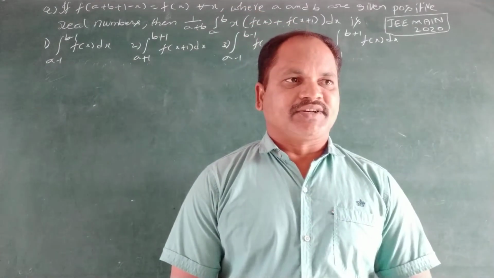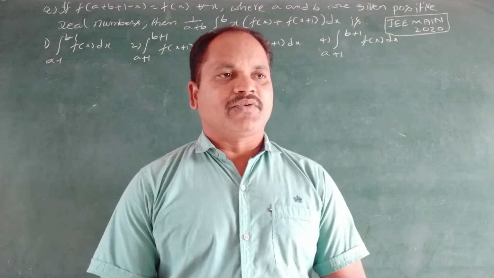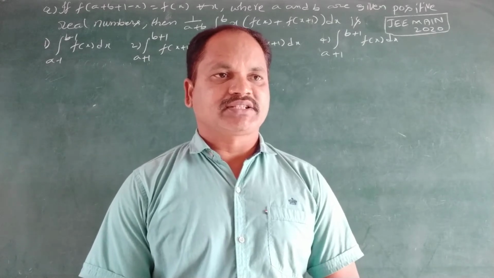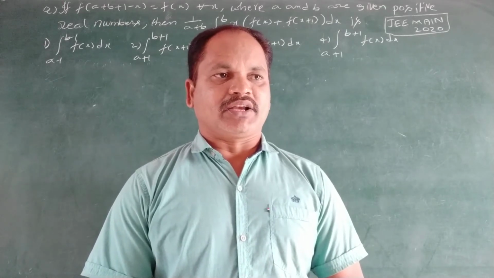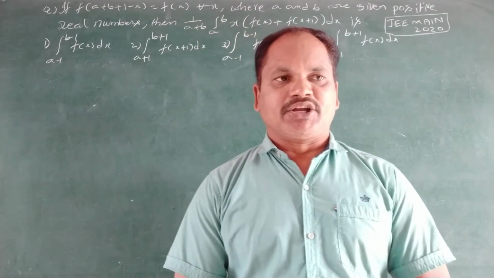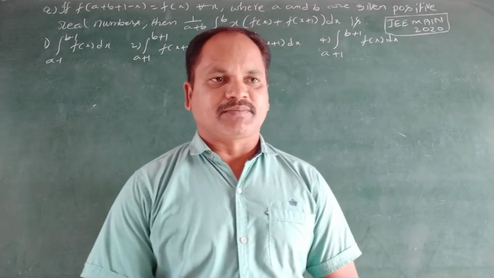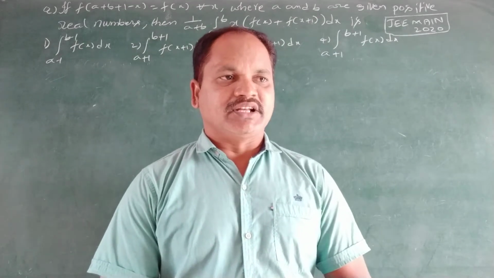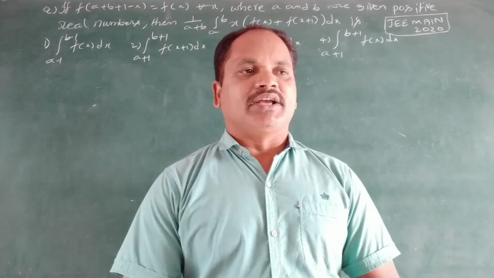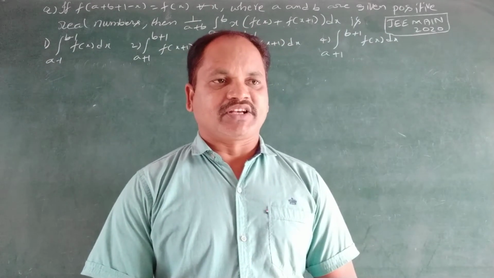Okay, dear students, observe the question. If f(a + b + 1 - x) = f(x) for all x, where a and b are given positive real numbers, then 1/(a + b) integral from a to b of x(f(x) + f(x + 1)) dx is equal to the first option, integral from a - 1 to b - 1 of f(x) dx.